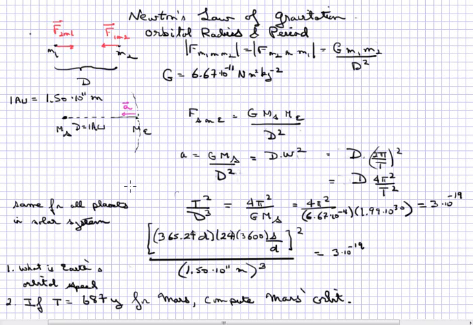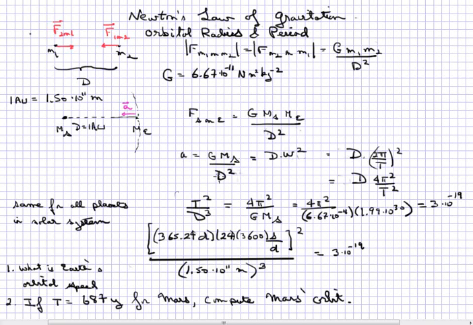We know from the gravitational law that the force of the Sun on the Earth is going to be big G times the mass of the Sun times the mass of the Earth divided by the distance between them squared. This is 1 AU for the Earth-Sun distance. On the other hand, from Newton's second law, the acceleration of the Earth is going to be this divided by the mass of the Earth. And so that's big G times the mass of the Sun divided by the distance squared.